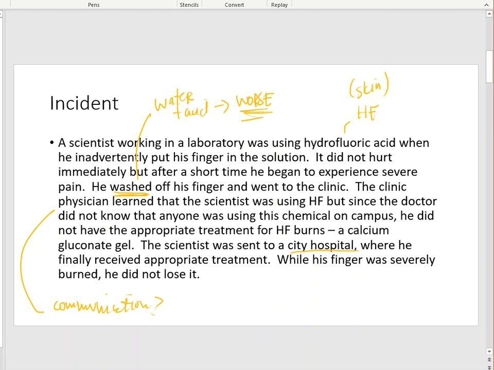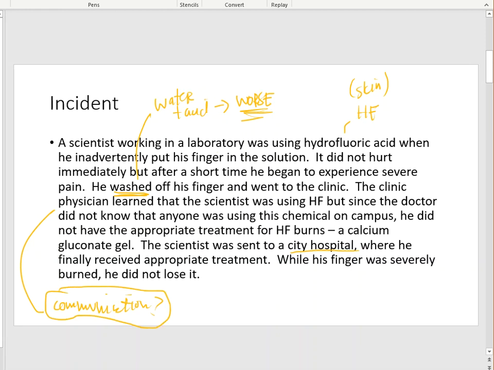Now, keep in mind, what if this was more than just a finger in the hydrofluoric acid? What if this was an actual spill? What if this HF exploded, or HF was spilled all on the floor and someone was cleaning it up and didn't understand the dangers of it? Or what if it got in someone's face? What would happen then? So that's why communication is key.